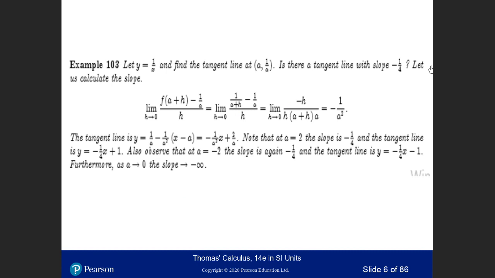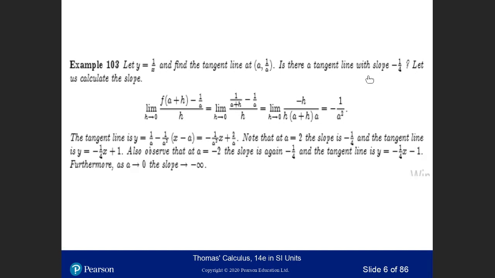Okay, let's give a specific example now. Let y is equal to 1 over x. And let's find the tangent line at the point a, 1 over a. So x is a, y is 1 over a. And let's ask this question: is there a tangent line with slope minus 1 over 4?